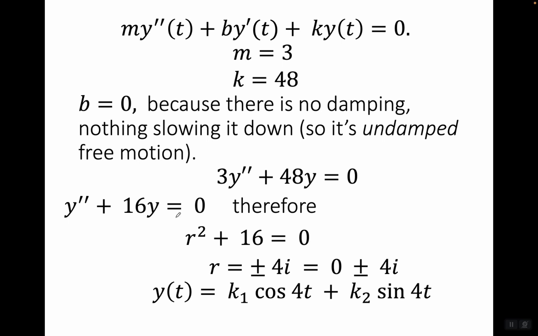Therefore, you remember how to solve a differential equation like this. This is going to be r squared plus 16 equals 0. So the solution, because r squared equals negative 16, r is going to be plus or minus 4i. In other words, 0 plus or minus 4i. That leads to a solution of the form y equals k1 cosine 4t plus k2 sine 4t.